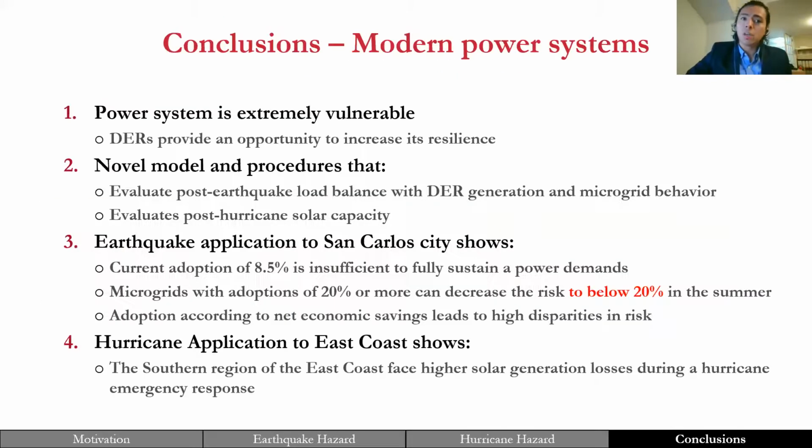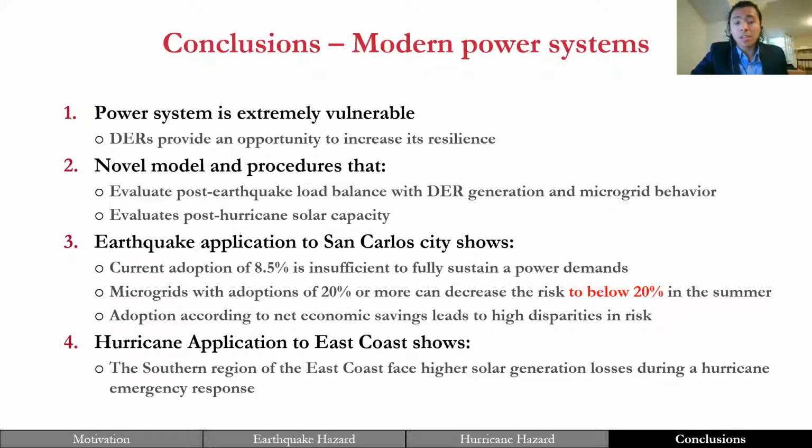And just to conclude, I wanted to remind you that the power system is extremely vulnerable to natural hazards, as you can see in the previous examples for hurricanes, earthquakes, wildfires. And here what we're doing is developing some procedures, some frameworks to account for how these new technologies that are rapidly introduced to the power grid are changing the resiliency and risk of these communities. We're specifically talking about solar infrastructure and distributed energy generation here. We also saw the behavior of microgrids specifically for earthquake hazard.